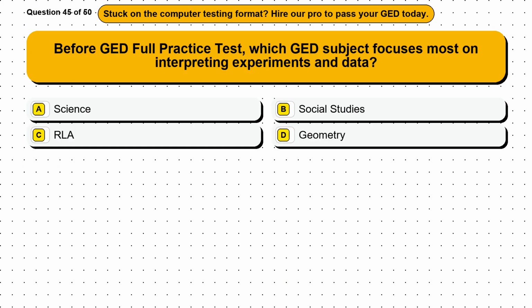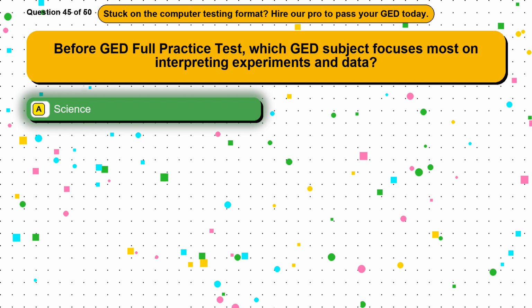Question 45. Before GED Full Practice Test, which GED subject focuses most on interpreting experiments and data? Option A, Science. Option B, Social Studies. Option C, RLA. Option D, Geometry. The correct answer is option A.